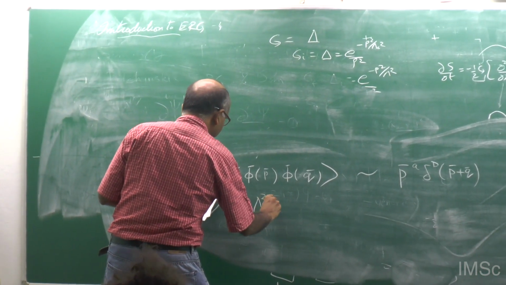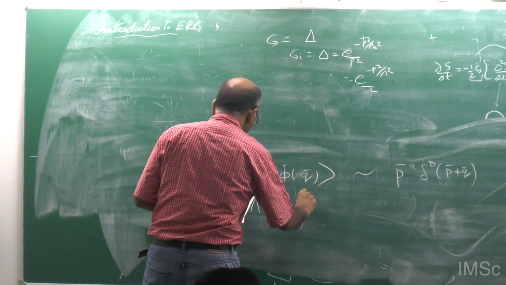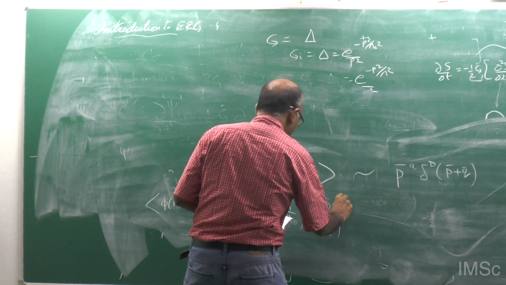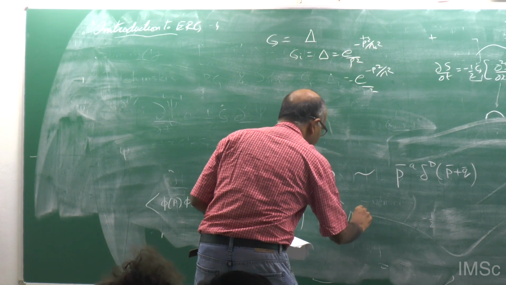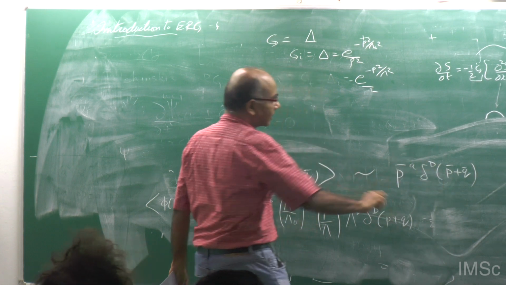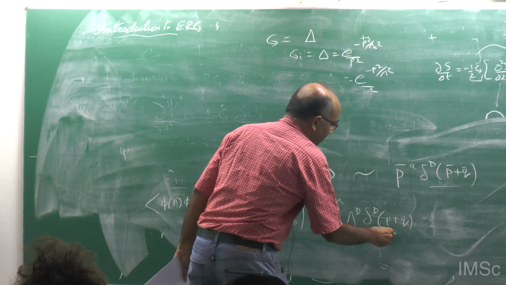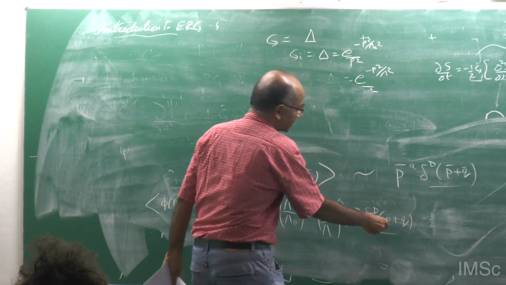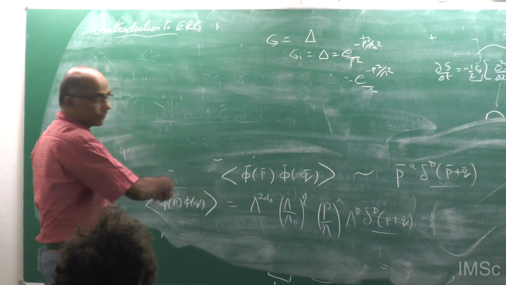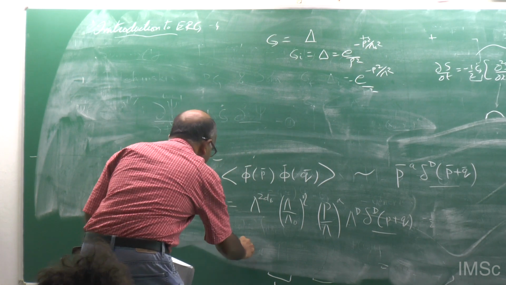Lambda to the power of 2 d phi, lambda by lambda naught to the power of eta, p by lambda to the power of a, lambda to the power of d. So I've gone back to dimensionful variables. You go from the delta function with the dimensionless p to the dimensionful p, you get factors of lambda, and then you get these factors from the field, wave functions, I mean the fields.